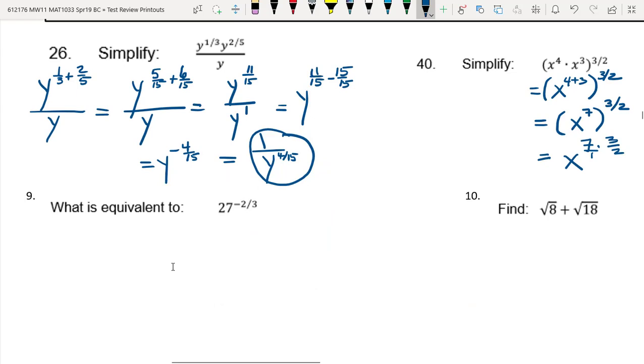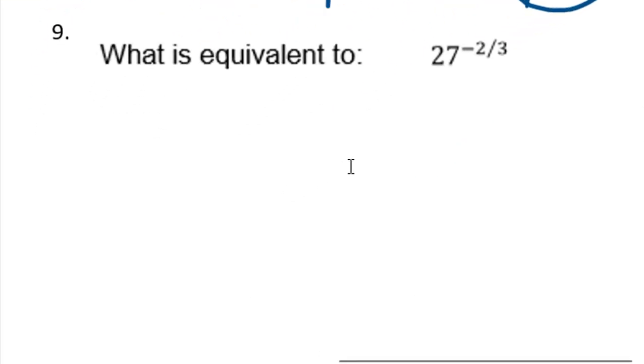Item number 9 asks, what's equivalent to 27 to the negative 2/3 power? Now, our final exam is multiple choice, and in some cases, the way the answer is written is not necessarily determined by the instructions. Like in this case, there are several ways we could write an expression equivalent to 27 to the negative 2/3. So let's look at some possible multiple choice answers.